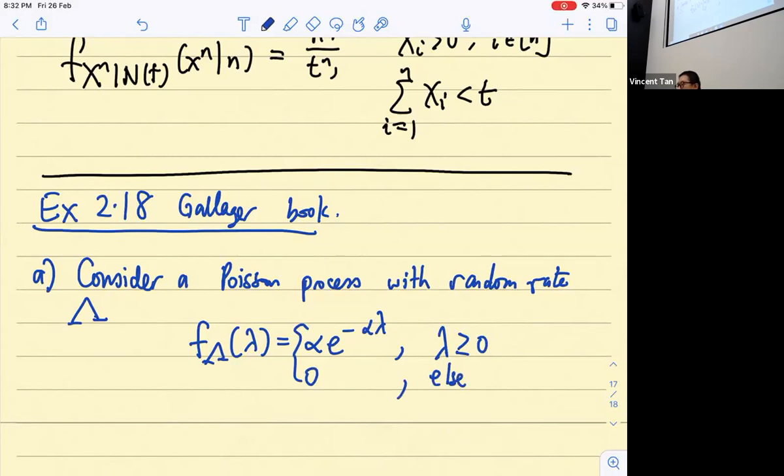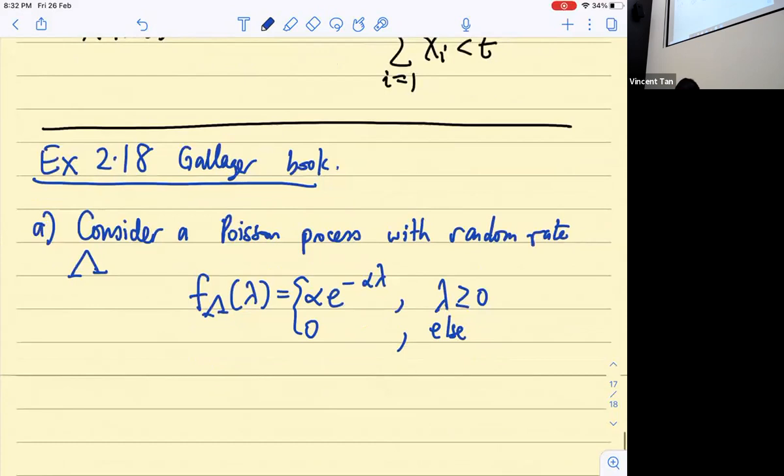So our rate, first and foremost, must be a non-negative random variable, because the rate of a Poisson process must be non-negative. So you cannot have a Gaussian rate. Very funny, right? Gaussian rate. You could have negative values. The rate cannot be a negative random variable. So it must be non-negative, and so this is a good distribution. Okay. So consider a Poisson process with random rate.